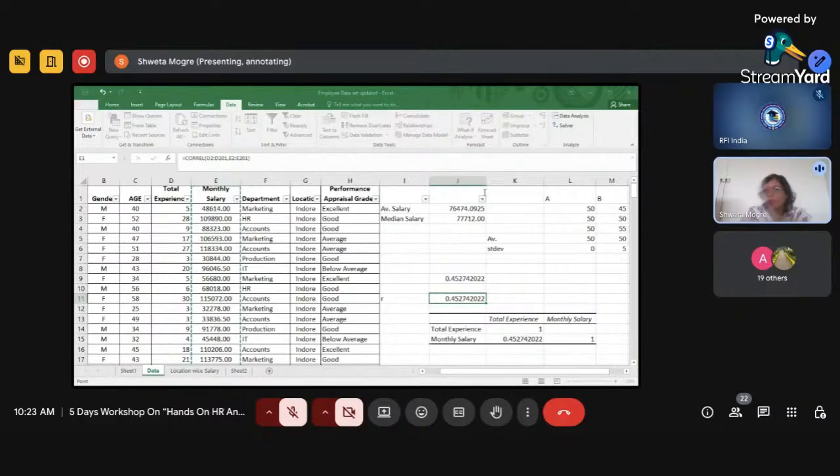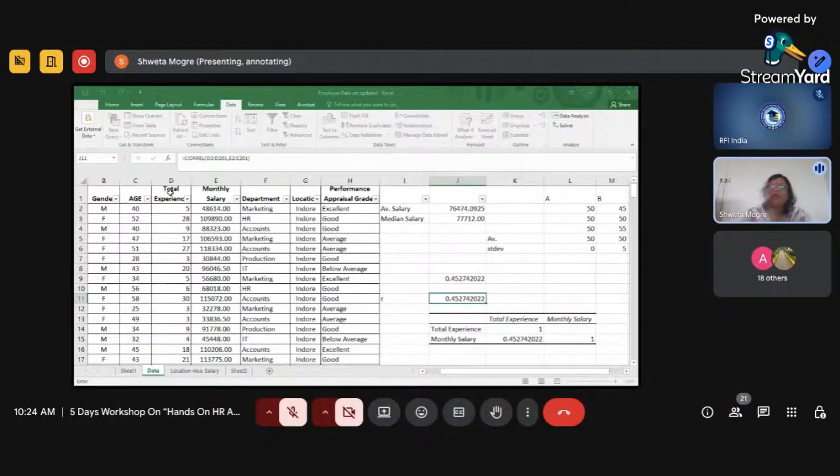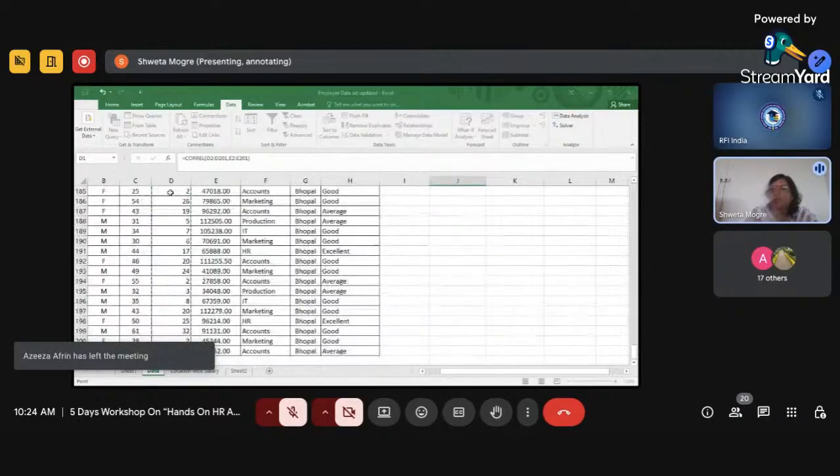Now I'm clicking on input X range. I put my cursor over there, and right now I am explaining simple regression. So in simple regression, I am dealing with only one independent variable. I am just taking total experience as my independent variable. So I am selecting total experience, that is in cell D1, and I am now pressing Control Shift down arrow key.